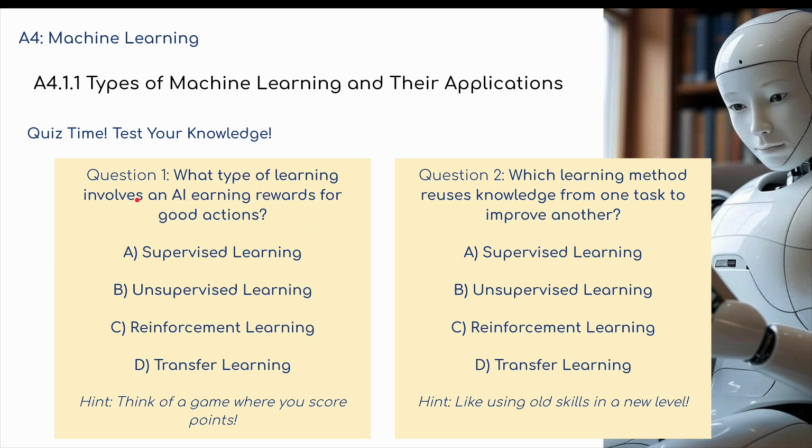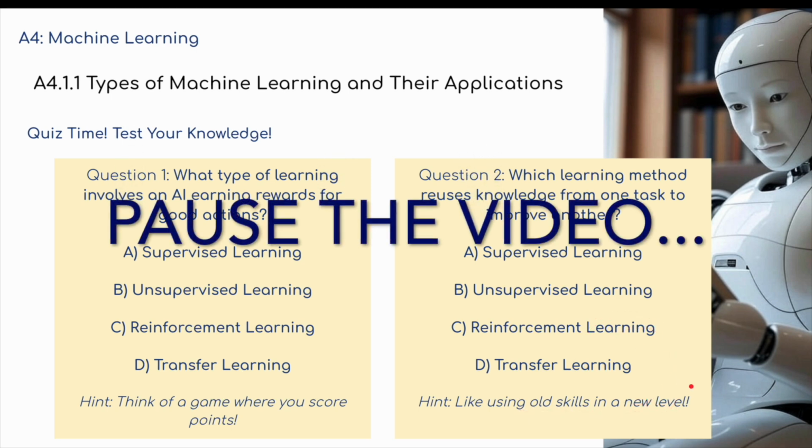Which type of learning involves an AI earning rewards for good actions? Is it A, supervised, B, unsupervised, C, reinforcement, or D, transfer? Hint, think of a game where you score points. And question 2, which learning method reuses knowledge from one task to improve another? Again, is it supervised, unsupervised, reinforcement, or is it transfer? Like using old skills in a new level.